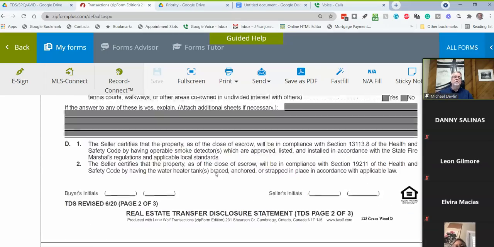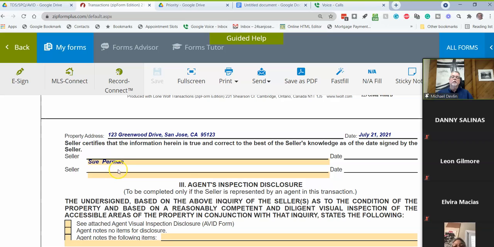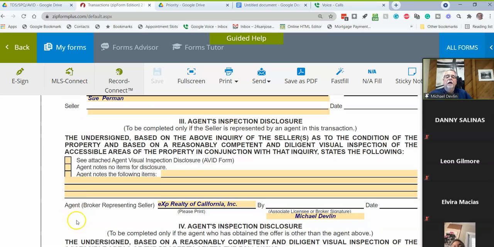Anyhow, then here's the form, and then what? We can't fill any of this out. Then here it is, and so we put in the name of the seller, right? One seller, and then here is the agent's inspection disclosure.